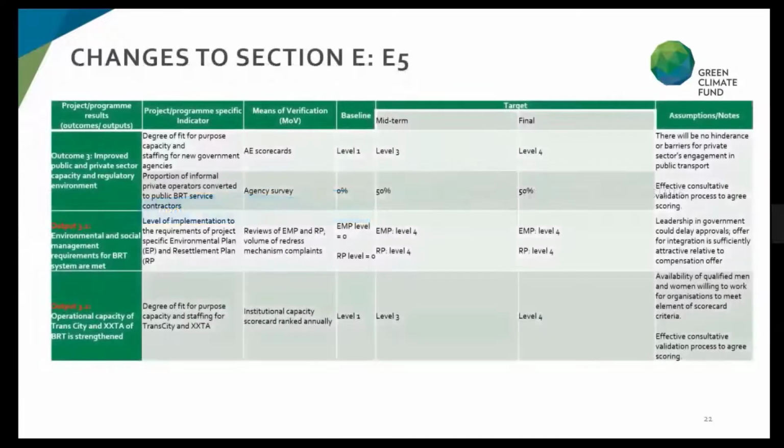For example, and focusing on just one of the three outcomes from our case study, specifically for outcome 3, improved public and private sector capacity and regulatory environment, the corresponding outputs have been labeled as output 3.1 and output 3.2. This is a simple enough cosmetic change that should facilitate the matching of the outcomes with the relevant outputs that are expected to contribute towards their achievement.